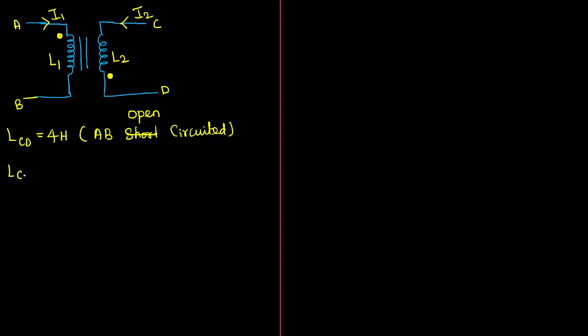Second case, once again they are calculating the value of LCD across the same inductance. Second case they are getting 3 Henry, not millihenry, 3 Henry when AB is short circuited. Now it is short circuited. Primary is short circuited. This is the given. Now the question is, then calculate the coefficient of coupling.